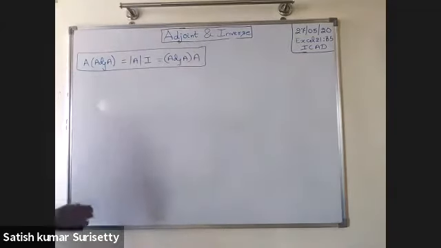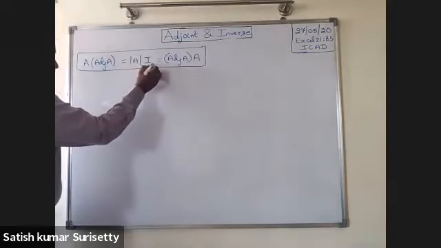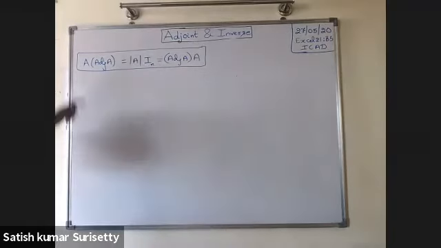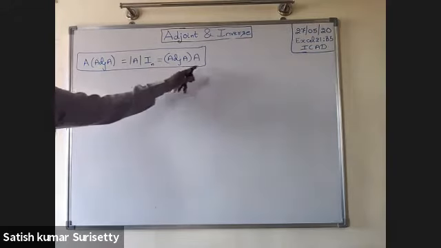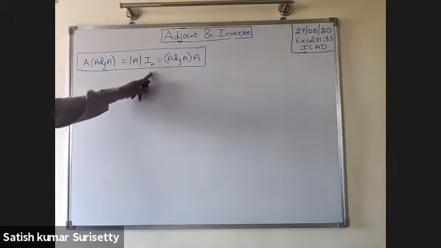Here the order of the identity matrix is what? n, whatever order we have taken for the matrix A. So this is an important property: A into adjoint of A equals adjoint of A into A equals determinant of A into I.